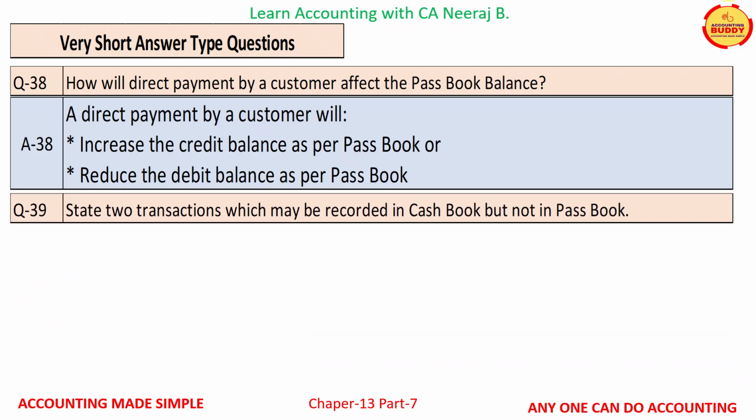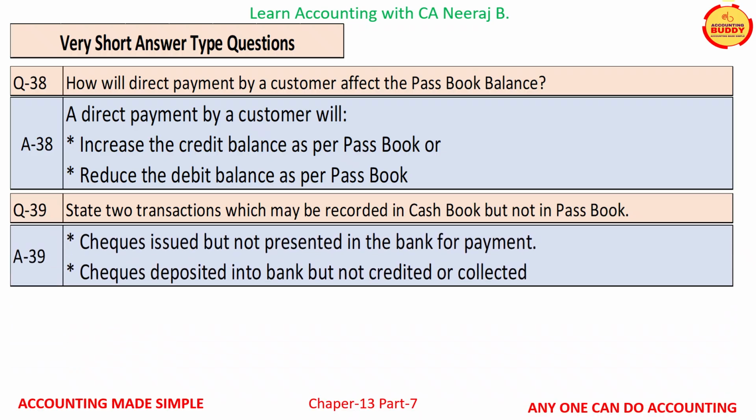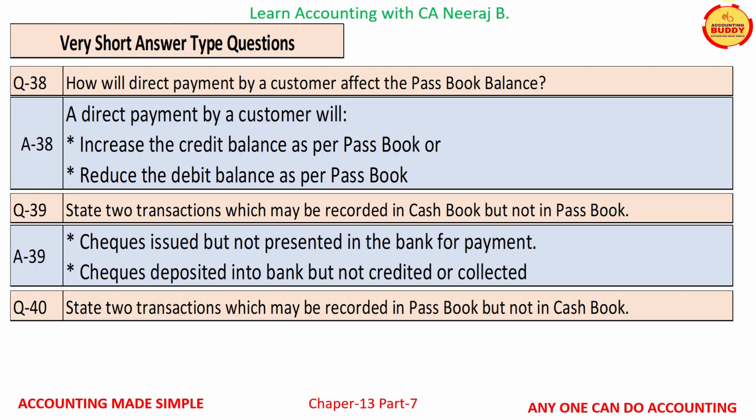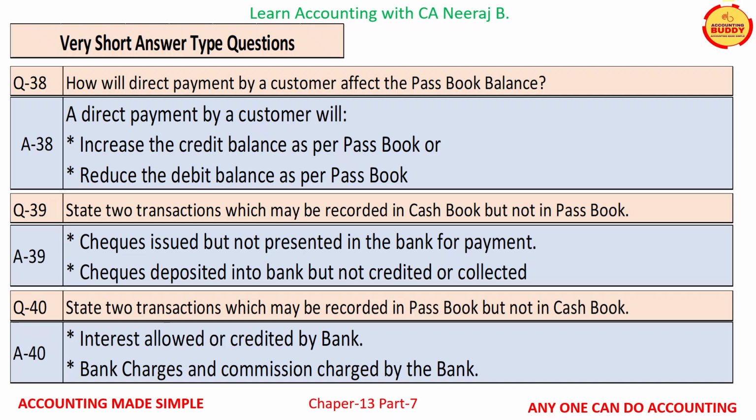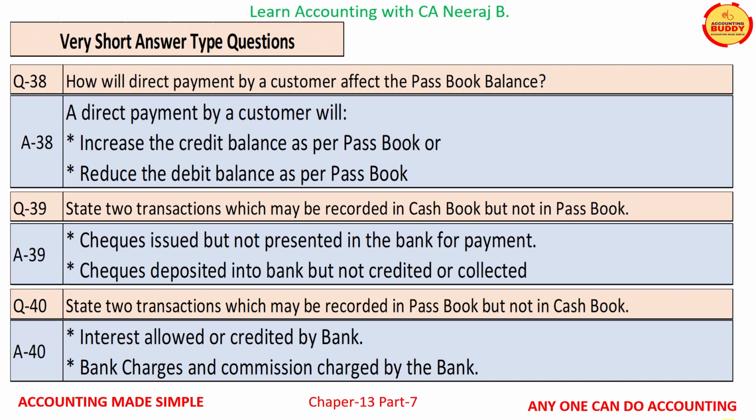Question number 39 is state two transactions which may be recorded in the cash book but not in the passbook. The answer is checks issued but not presented in the bank for payment, and second is checks deposited into the bank but not credited or collected. Question number 40 is state two transactions which may be recorded in the passbook but not in the cash book, and the answer is interest allowed or credited by the bank, and bank charges and commission charged by the bank.